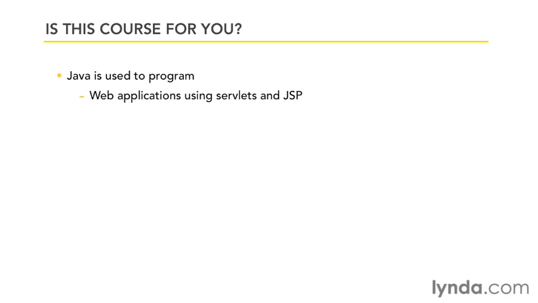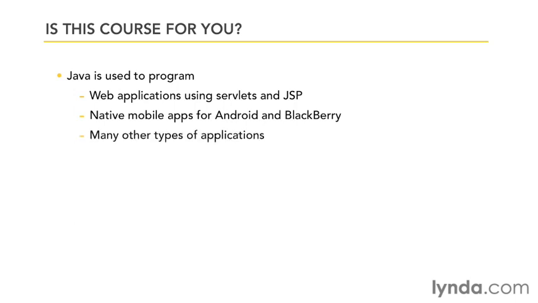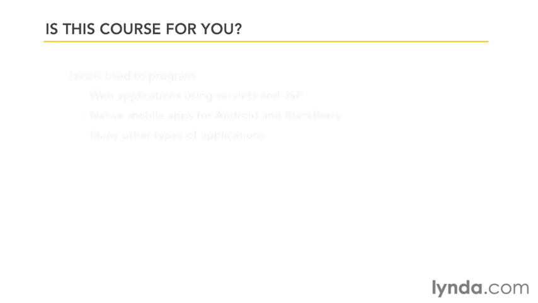You can use Java to build web-based dynamic applications using programming models known as servlets or Java Server Pages, also known as JSP. Java is also used to program mobile applications, that is, applications for the Android or BlackBerry mobile platforms, both phones and tablets. And there are many other types of applications you can build with Java, and I'll explain some of these in later videos. There are some things, however, that Java is not.